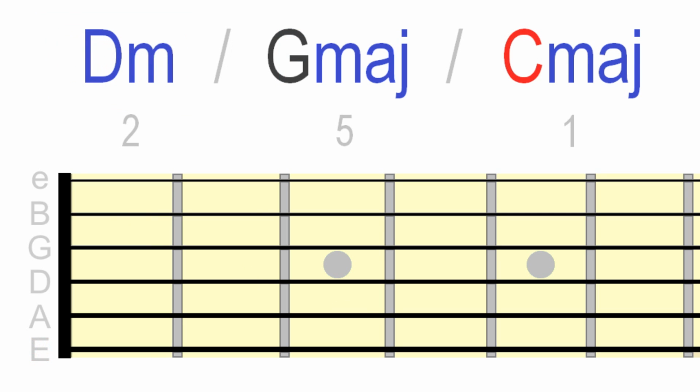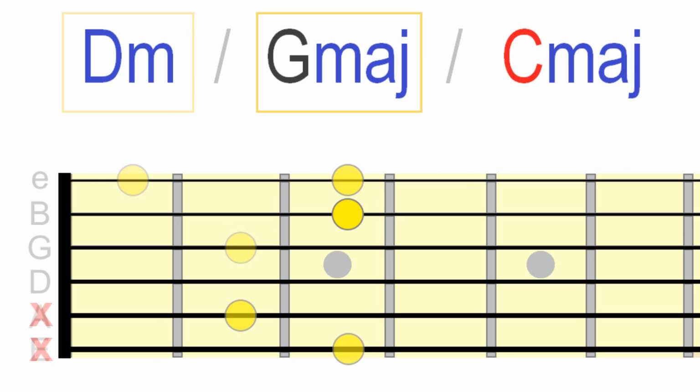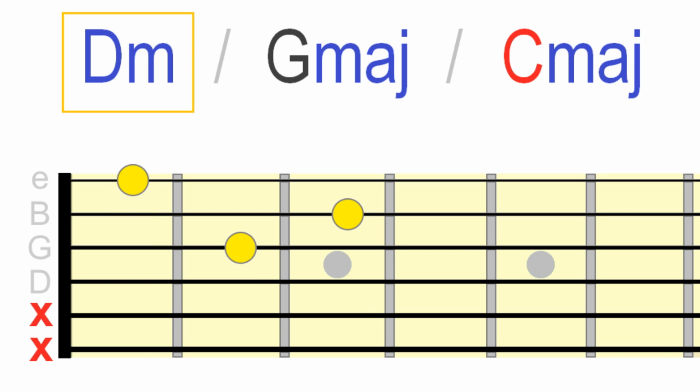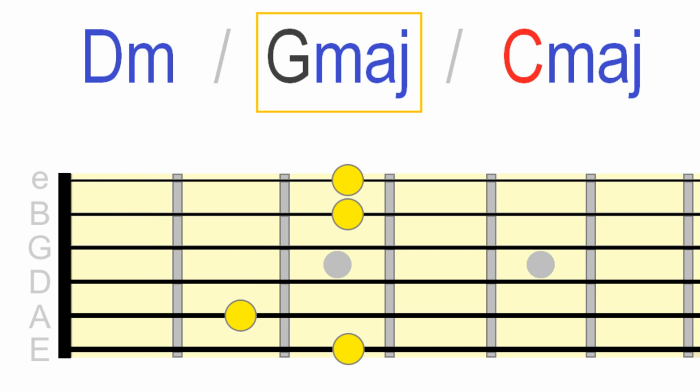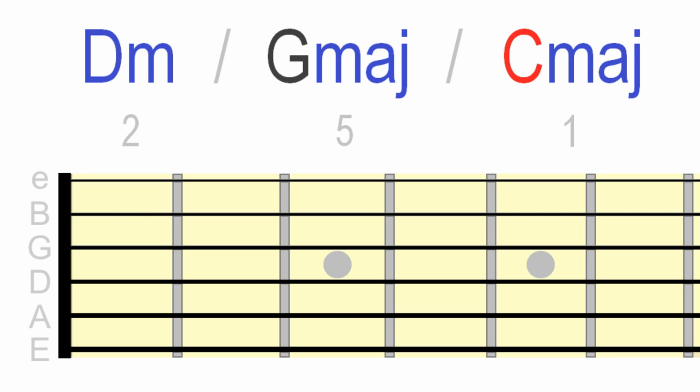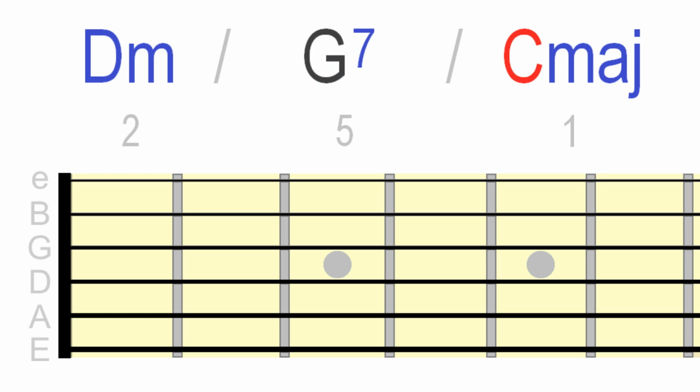Another common resolving movement, also known as a cadence, is a 2-5-1 sequence. To enhance this 5 chord tension, musicians typically play it as a dominant 7th chord. So in our C major key example, G major would become G7.